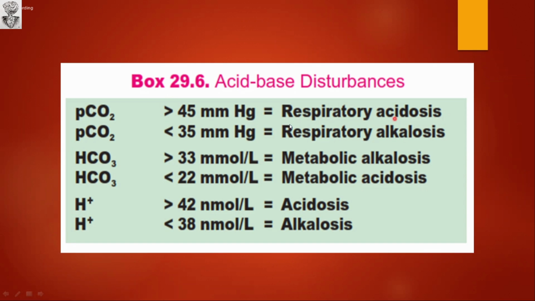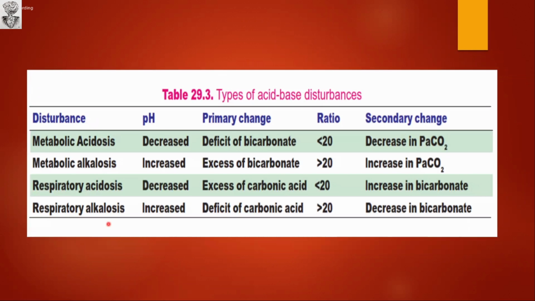So in these conditions, we have a respiratory cause. We have a gas associated with the acidosis or alkalosis. While in the metabolic story, the bicarbonate is the major player. If it's higher or lower than these values, 33 or 22 millimolar, you'll have either metabolic alkalosis or metabolic acidosis. And if you talk about the hydrogen ion concentration, it will be considered an acidic condition if it's more than 42 nanomolar. We are talking about hydrogen ion concentrations, not the pH value, which is the same thing. The hydrogen ion concentration will be related to alkalosis if it's lower than 38 nanomolar.